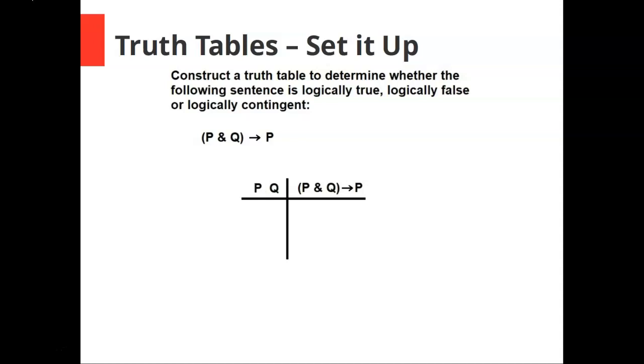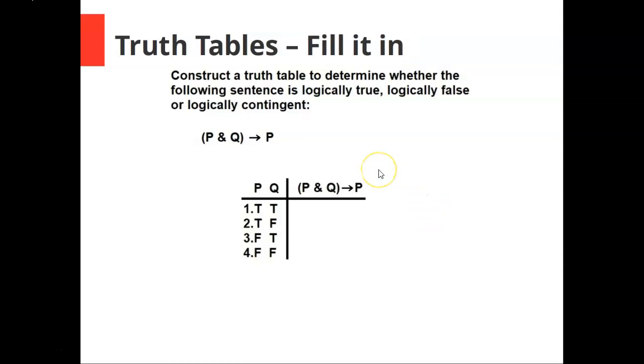In the upper left-hand corner, you put every simple sentence that appears in that complex sentence. In the lower left-hand corner, you put every possible scenario about the truth and falsity of P and Q. They could both be true, P could be true and Q could be false, P could be false and Q could be true, and they could both be false. So now we have set it up. Now we have to fill it in.